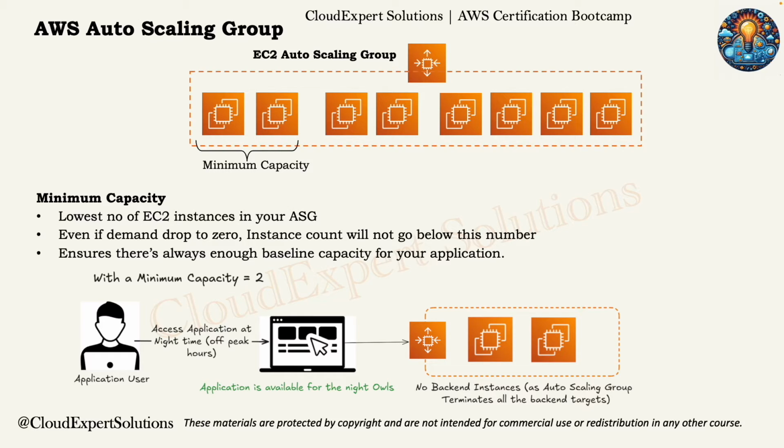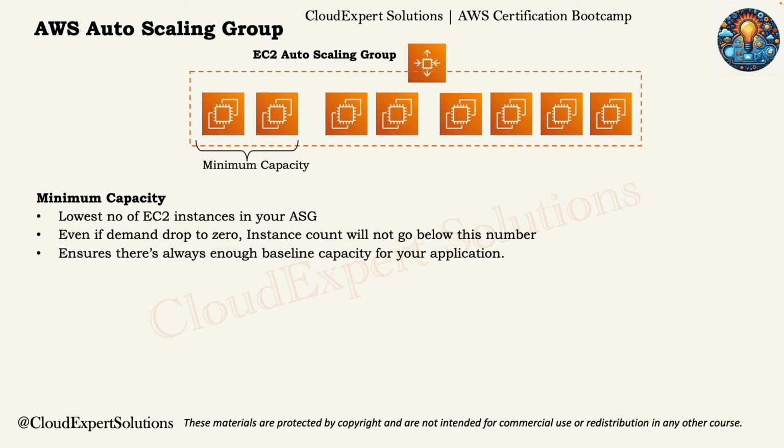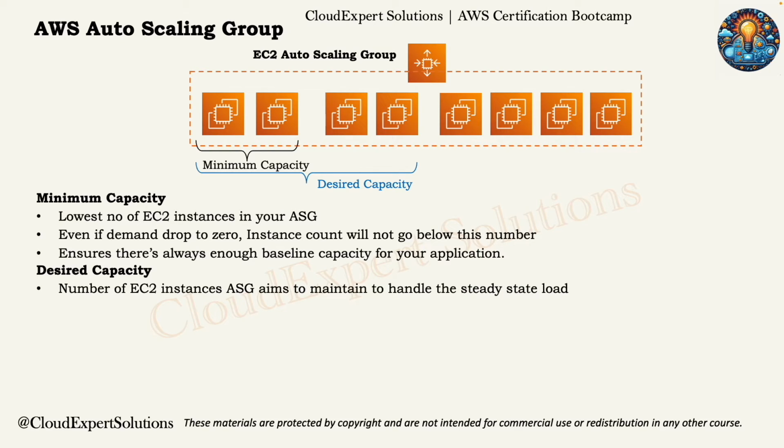That means our application will always have at least 2 EC2 instances running, even during very low traffic or off-peak hours or during the night time of the application. We also talk about the EC2 instances to handle the steady state load, and it's called the desired capacity. In AWS EC2 auto-scaling, desired capacity refers to the target number of EC2 instances that an auto-scaling group aims to maintain. Desired capacity represents the ideal number of instances the group should have running at a given point of time to handle the steady state application workload.